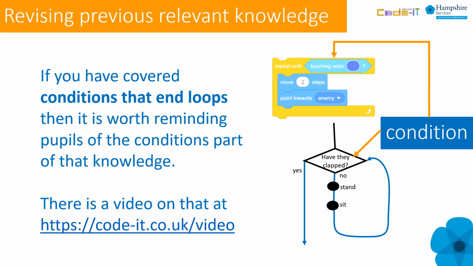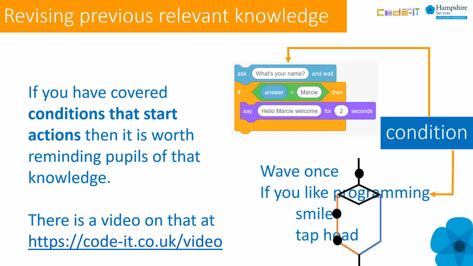If you have covered conditions that end loops previously, now is a great time to refresh pupils' memory, helping them to retrieve the condition part of that to help them with their new understanding. If you haven't covered this type of repetition, ignore this slide. If you have covered conditions that start actions previously, now is a great time to refresh pupils' memory, helping them to retrieve prior knowledge. If you haven't covered this type of conditional selection, I would recommend doing this before tackling conditions that switch between actions, as it's slightly easier.